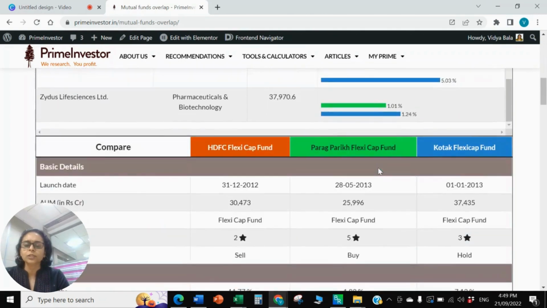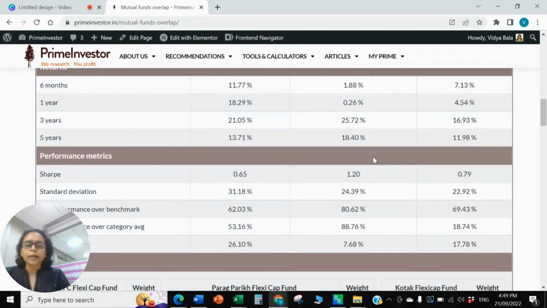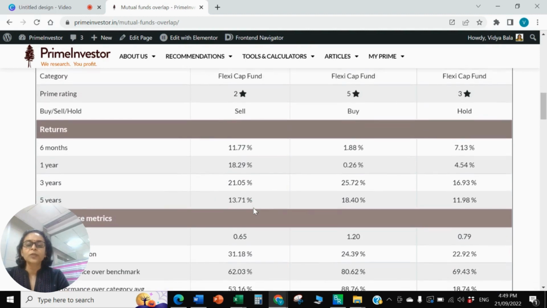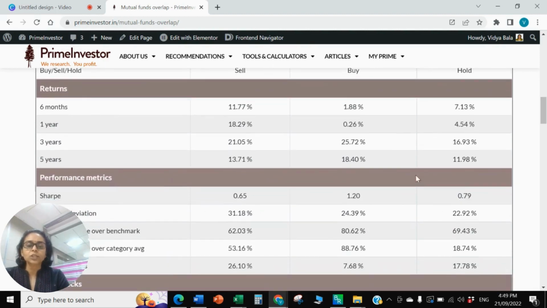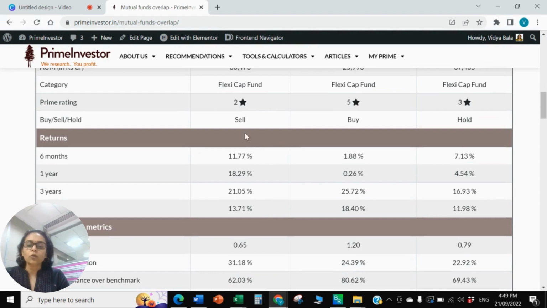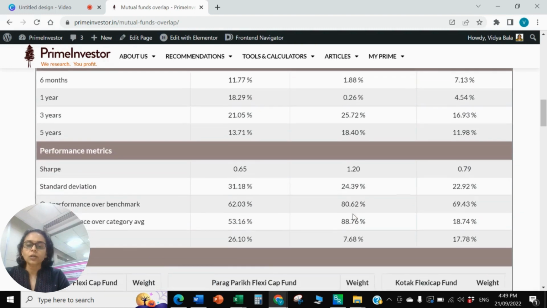But let's look at the performance here. You will see that the Parag Parikh fund has a much higher Sharpe ratio, followed by Kotak and then HDFC. And in terms of deviation and outperformance over category average, HDFC seems to have done well in recent times. But on most of the metrics, Parag Parikh is very high and Kotak is coming next, while HDFC is much lower. So if you had to remove the overlap between HDFC and Kotak, you can also look at our call here. We have given a sell call, a buy call and a hold call.